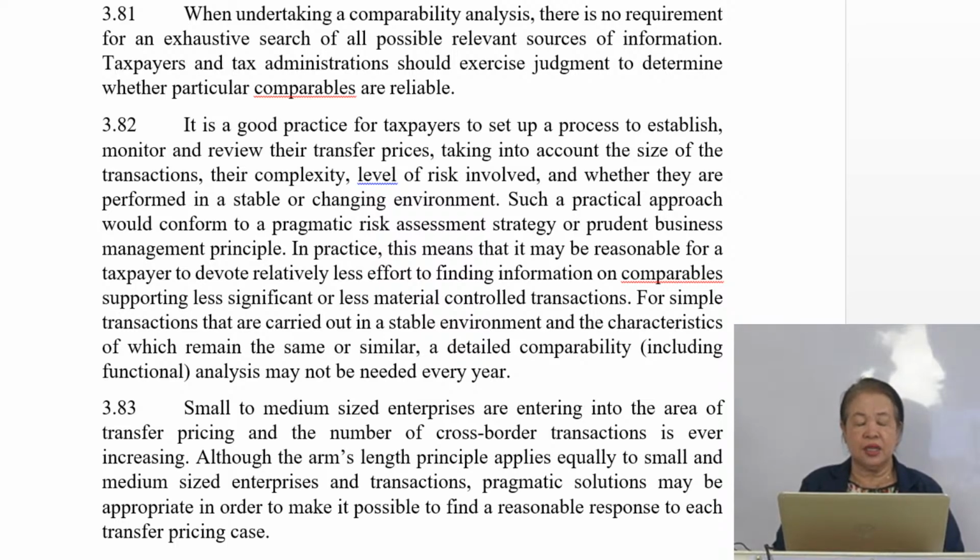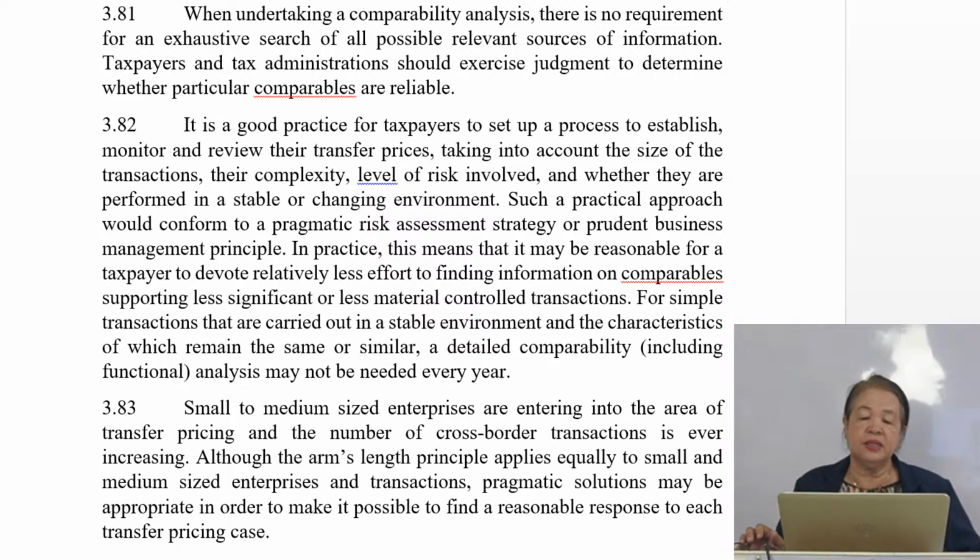For simple transactions that are carried out in a stable environment and the characteristics of which remain the same or similar, a detailed comparability analysis, including functional analysis, may not be needed every year. So it depends. If the operation is stable, with no major changes, then a comparability analysis may not be needed every year. But for me, since it's in the Philippines and it's on a one taxable year basis, maybe the preparation of the transfer pricing analysis should be done on an annual basis.